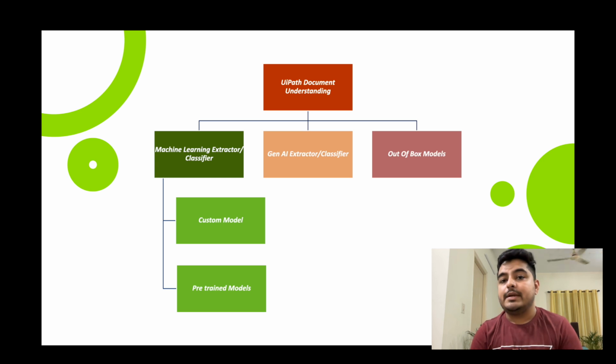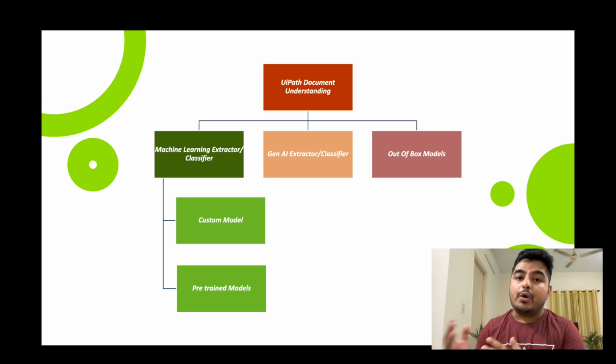We'll be covering the generative AI extractor and generative AI classifier, and will also be understanding the concept of Document Understanding, and what the different models are that are available in UiPath Document Understanding. If you look at my screen, there are three different models in UiPath Document Understanding. One kind is machine learning models, where machine learning extractor and classifiers are available. The second kind is the generative AI model, where the generative AI extractor, classifier and different kinds of models are again available on the generative side. And the third is the out of the box models.